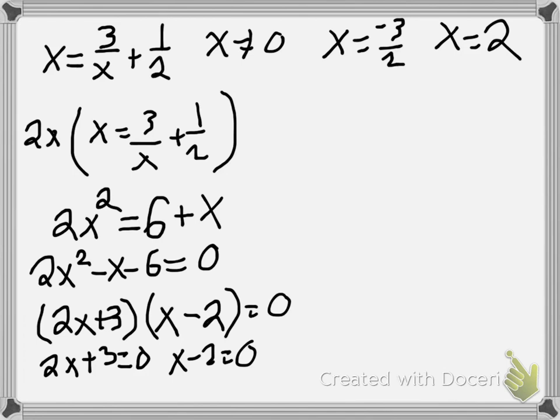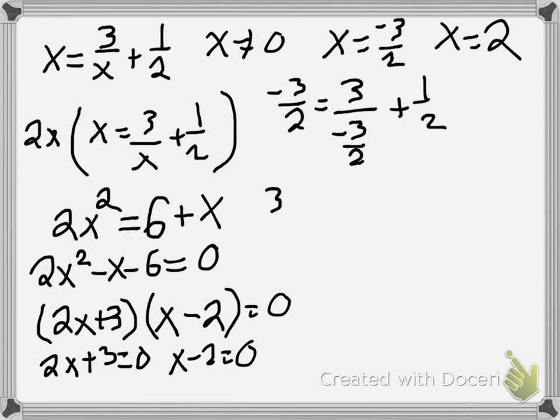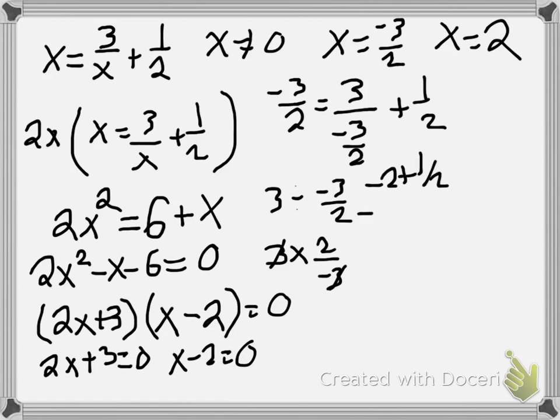All right. So let's plug this in. We have x equals negative 3 over 2. So we have negative 3 over 2 equals 3 divided by negative 3 over 2 plus 1/2. Okay, so the 3 divided by negative 3 over 2 is the same thing as 3 times 2 over negative 3. So that cancels out, and this becomes negative 2. So I have negative 2 plus 1/2, and that is negative 3 over 2.